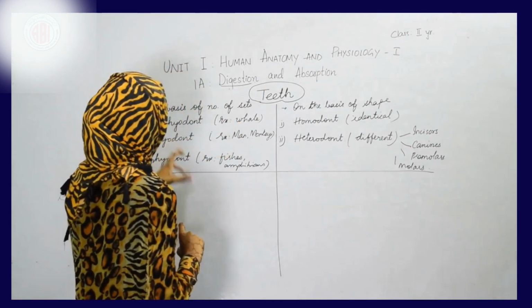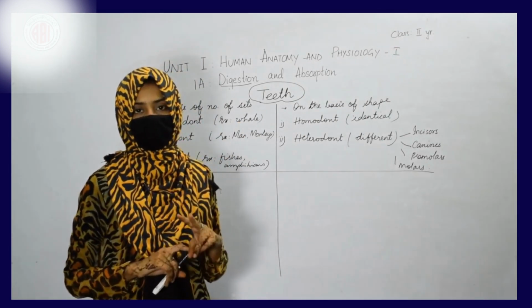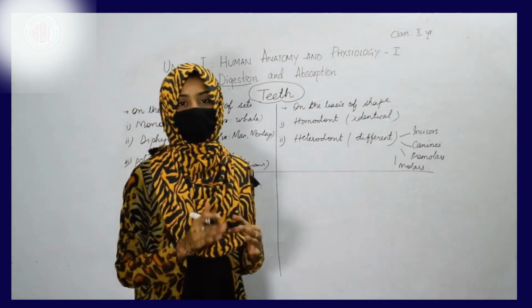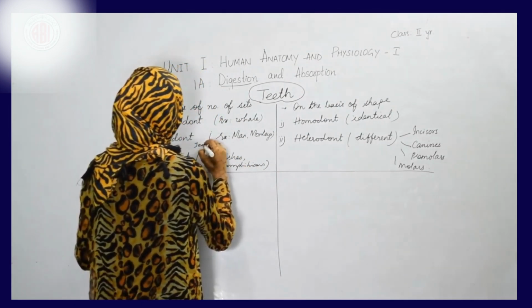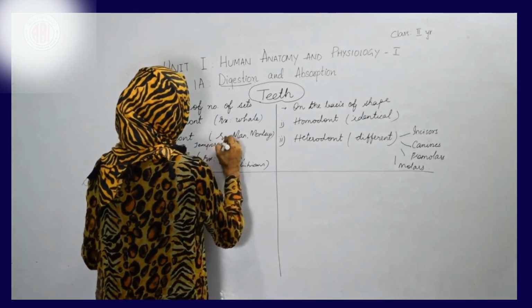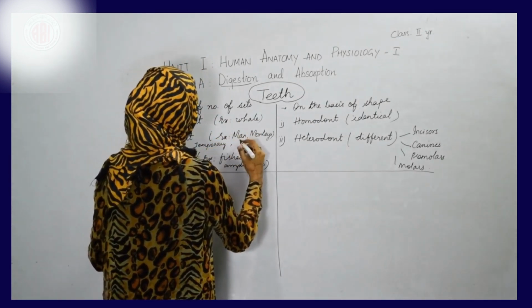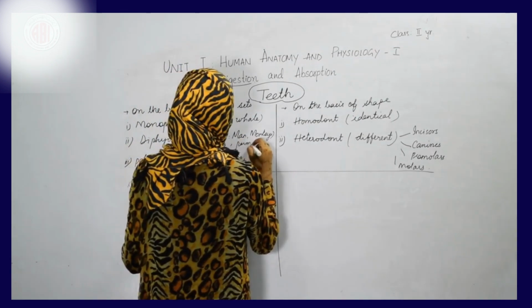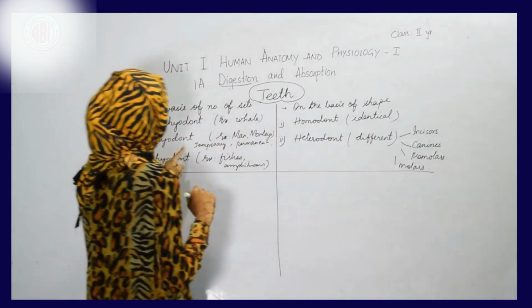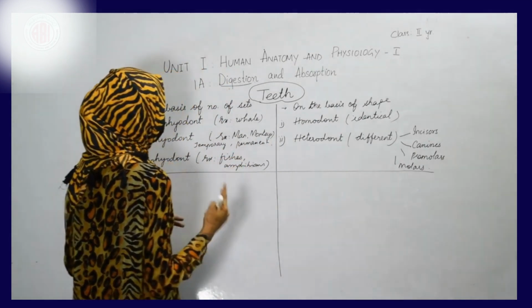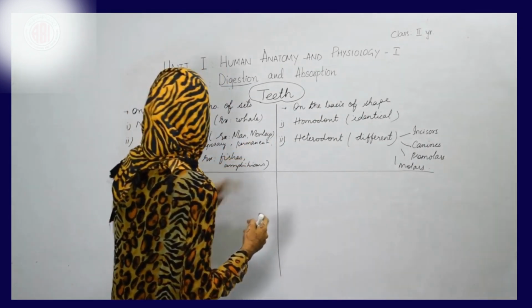And diphyodont means 2 different sets are present. The 2 different sets of teeth appear in an organism. First, one set will be temporary, that are also called as milk teeth, and the second set is called as permanent teeth. This kind of temporary and permanent teeth, 2 sets of teeth can be seen in man and monkeys.